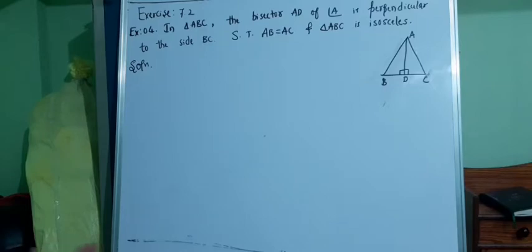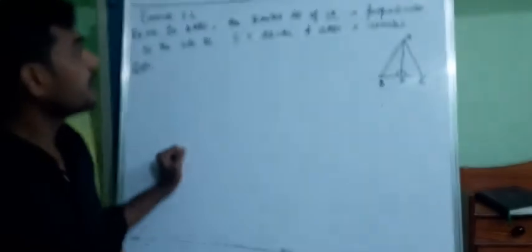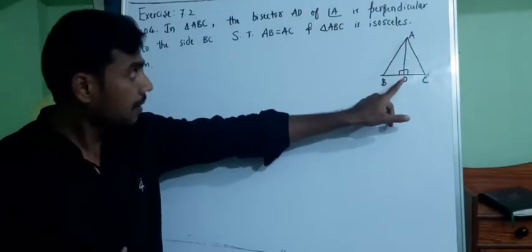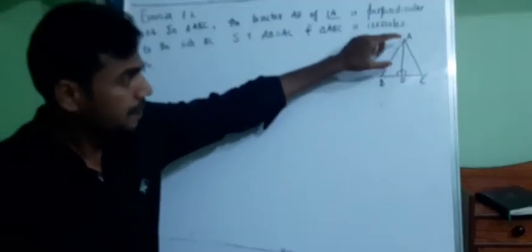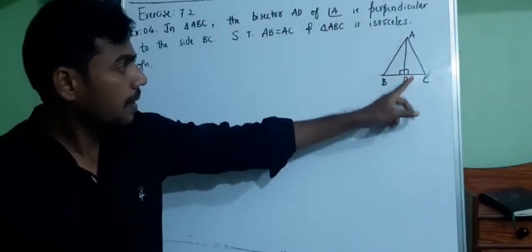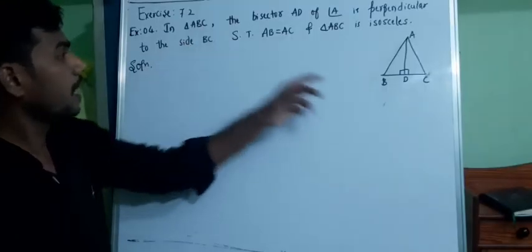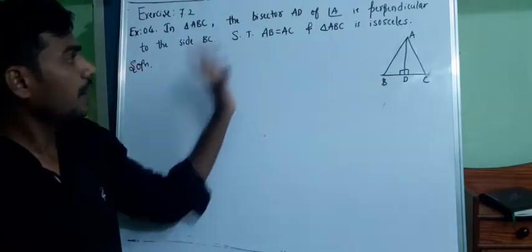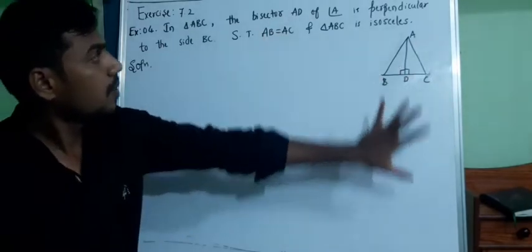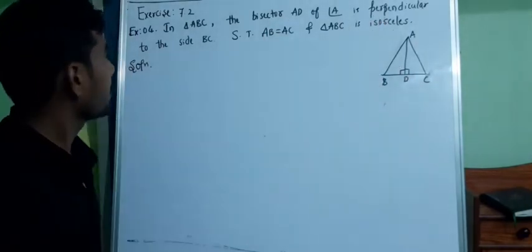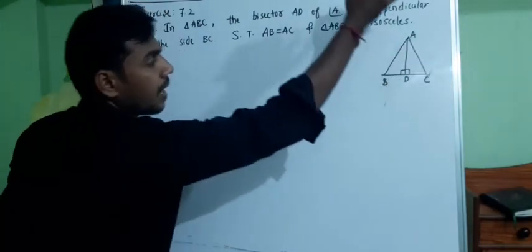Example 4. In triangle ABC, the bisector AD of angle A is perpendicular to the side BC. See, this is the bisector and it is perpendicular to BC. Show that AB is equal to AC. So what do we need to do? We need to consider these two triangles.